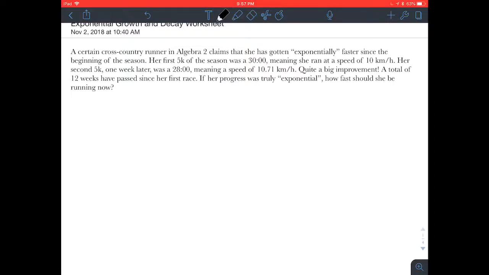So in problem number 1, we have a cross-country runner who claims to be running exponentially faster over the course of the season. Let's see if that's really the case. So, her second race was at a speed of 10.71 kilometers per hour. Her first race was at a speed of 10 kilometers per hour. If we divide those out, we get 1.071.